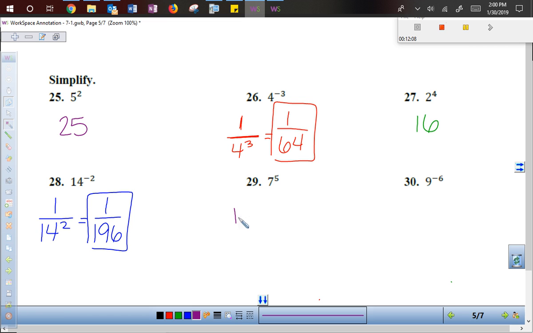7 to the fifth, you should get 16,807. And 9 to the negative 6 actually gives me 1 over 9 to the 6th, which is 1 over 531,441.